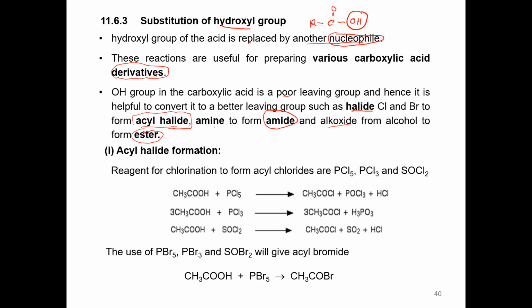So how can acyl halide be formed? The reagents for chlorination to form acyl chloride are PCl5, PCl3 and SOCl2, thionyl chloride. So boleh guna ketiga-tiga reagent ini, the product will be the same. Side product je yang beza. Don't worry, you just need to know yang ini penting.